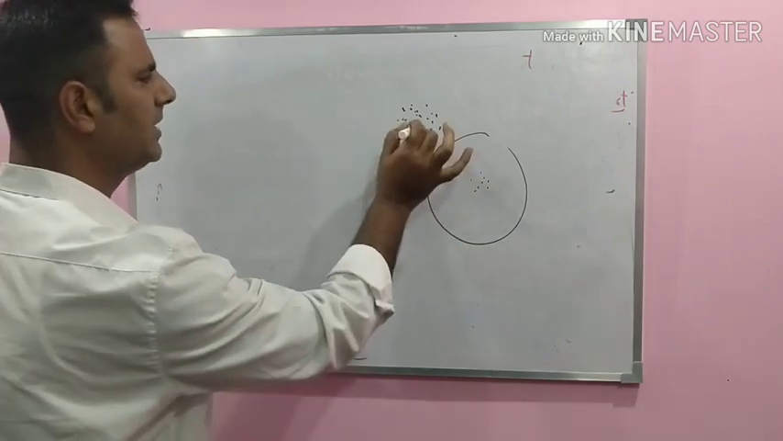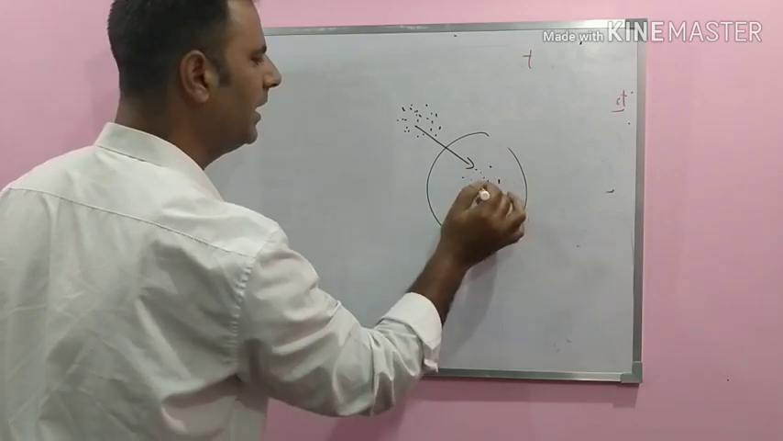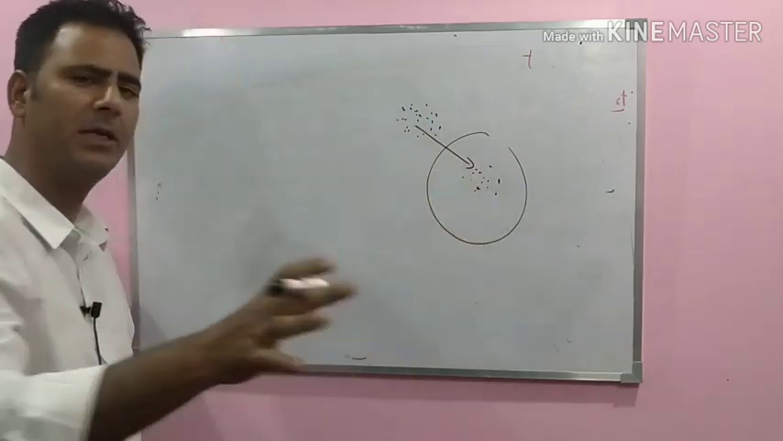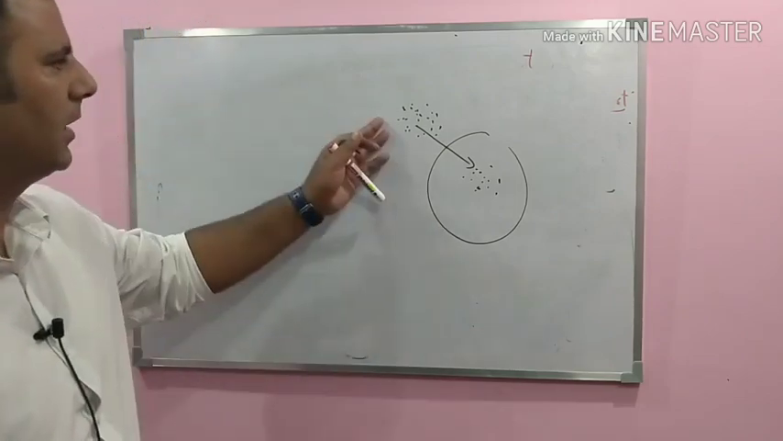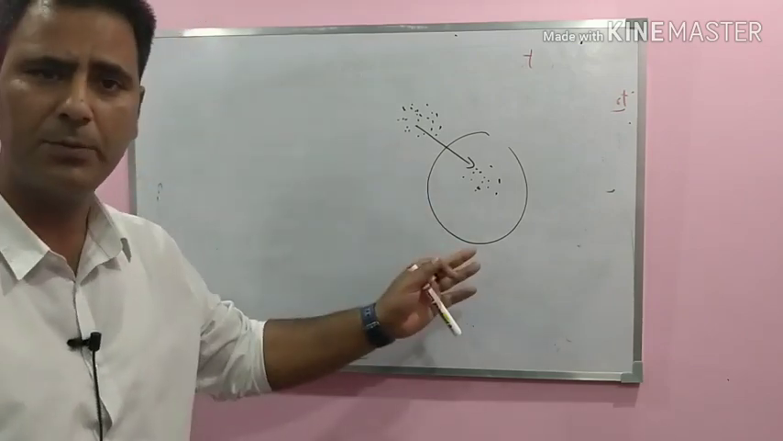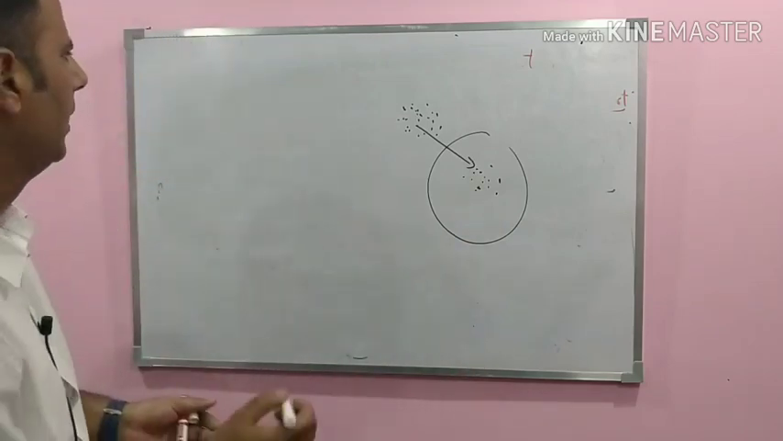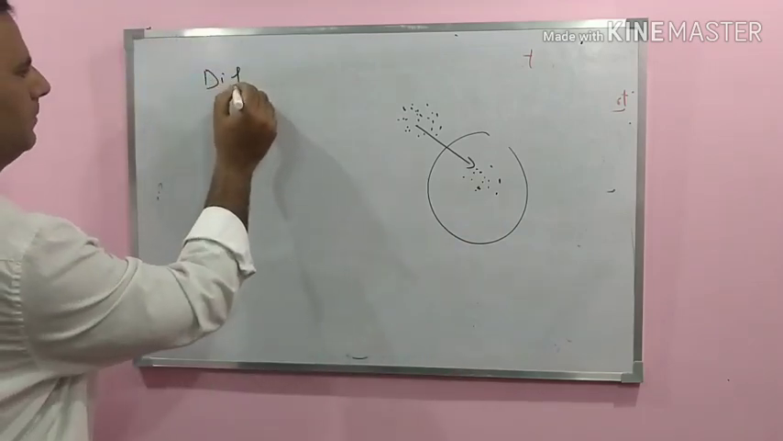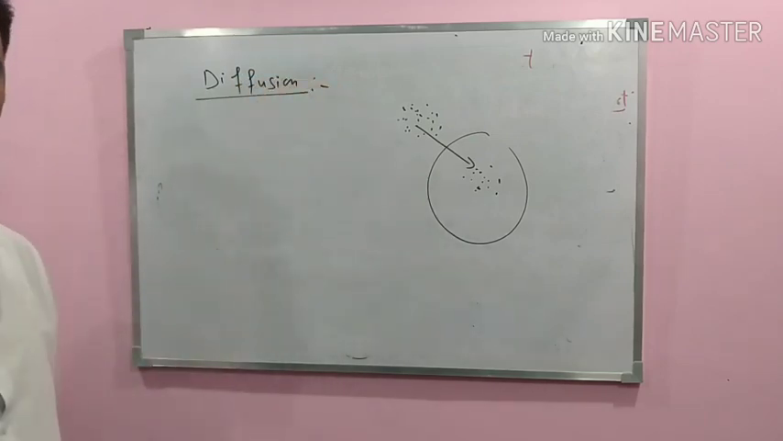there is a natural tendency that the substances will move from an area of higher concentration to the area of lower concentration until the concentration outside and inside becomes equal. Diffusion will be carried out up to the extent when the concentration inside and outside of the membrane becomes equal. See, this diffusion is possible across the membrane.